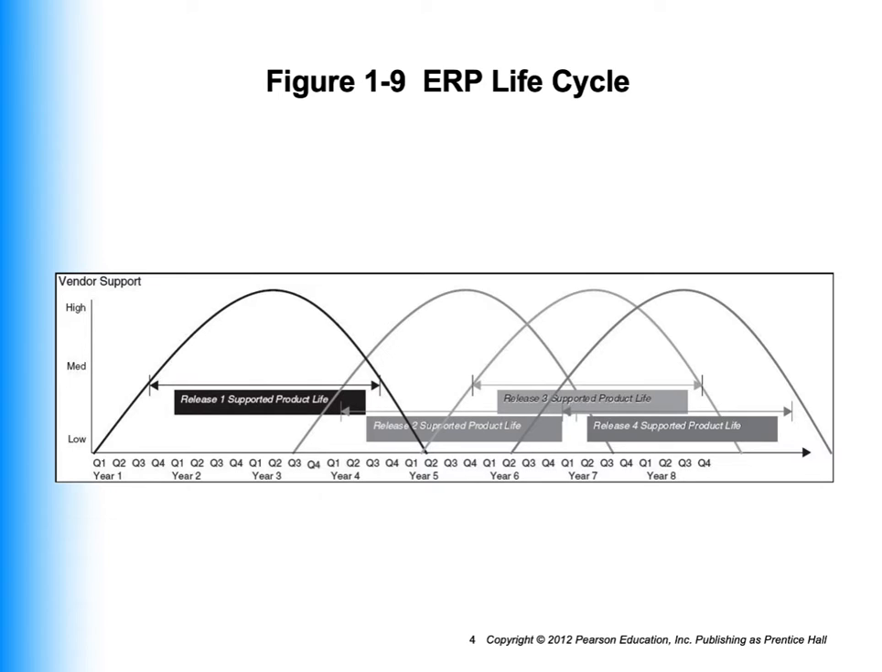We have a few phases here. So in year one, it could be product launch, supporting the product life, and followed by release 2, release 3, and it's an ongoing process. And business needs to improve the procedure and process to adapt to the environment.